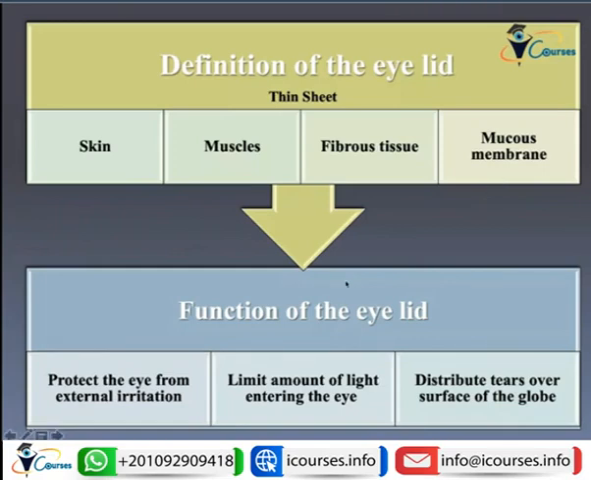The function of the eyelid is, as I told you, protection. So it is the same function as the skin to the body. The eyelid to the eyeball is like skin to the body. So it serves for protection from external irritation. Other functions are to limit the amount of light entering the eye and to distribute the tears over the surface of the globe.